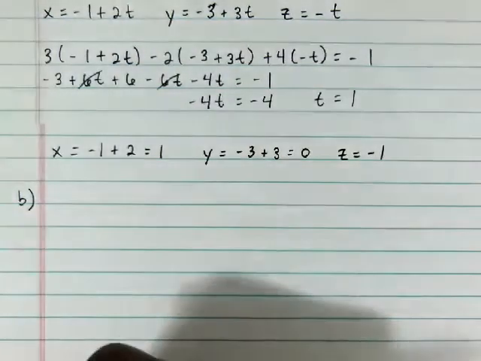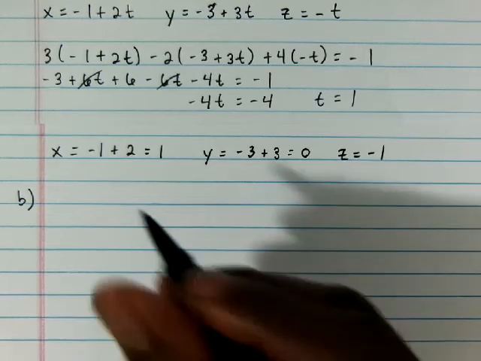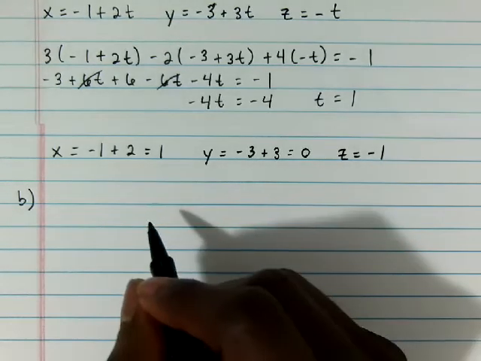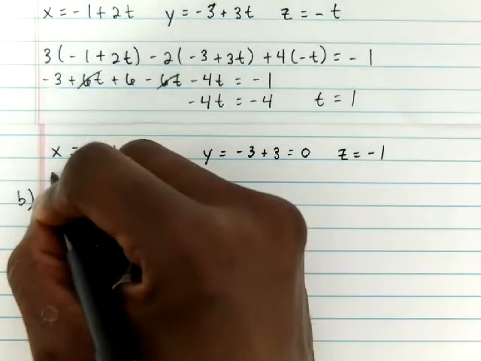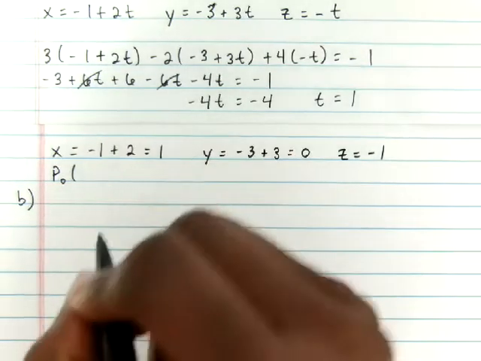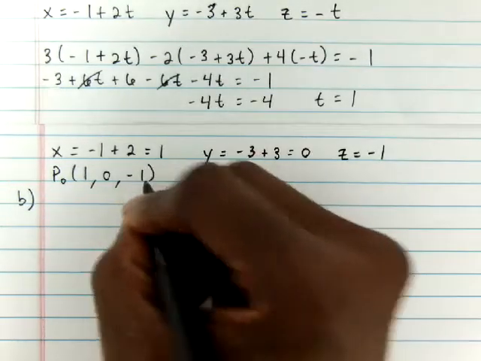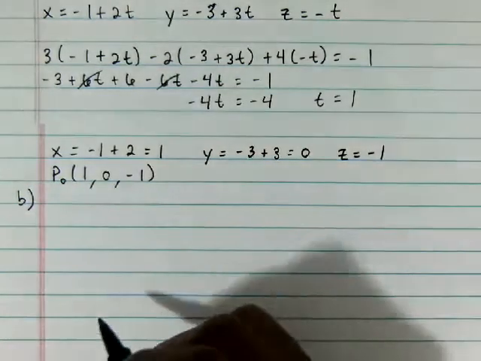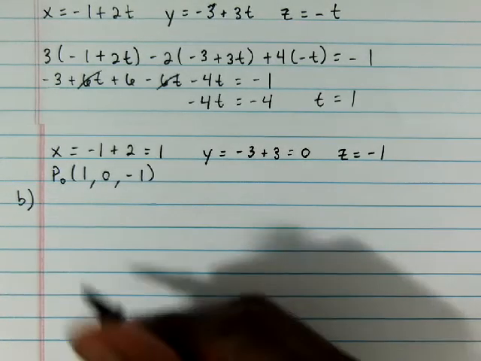So find the equation of the plane perpendicular to script L at the point P naught. Now P naught was what we found in part A here. So they want us to call this point right here P naught, which is 1, 0, negative 1. And now we're going to use this for part B. Again, find the equation of the plane perpendicular to L at P naught.